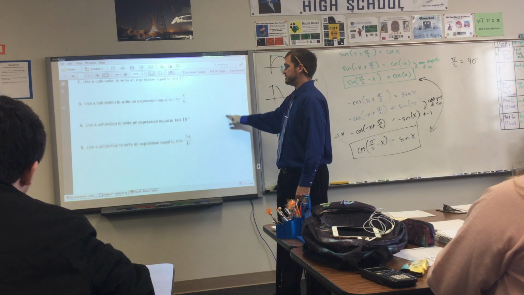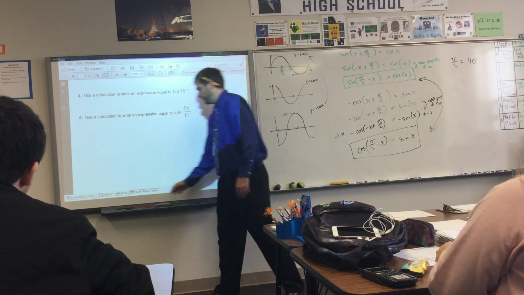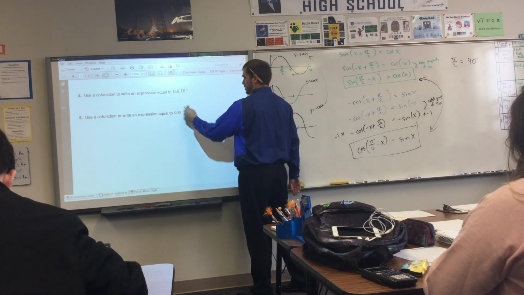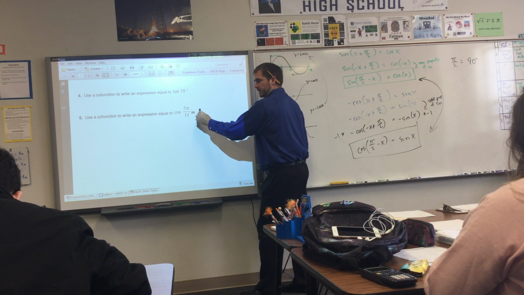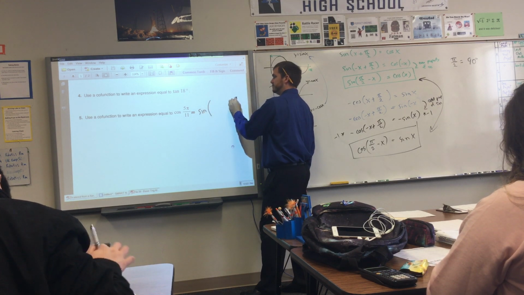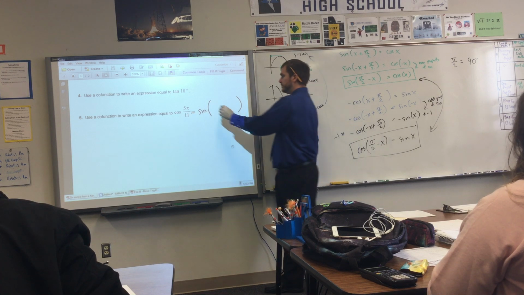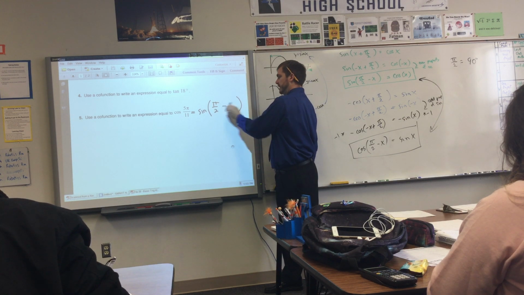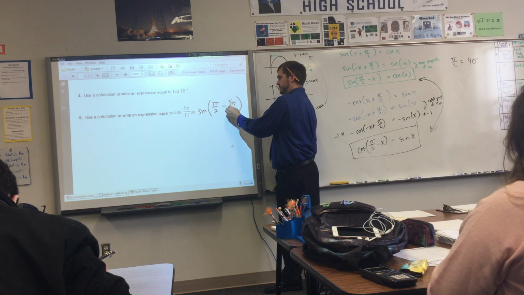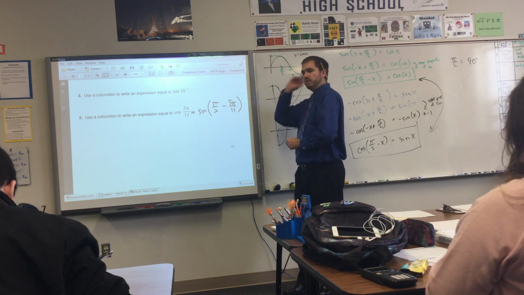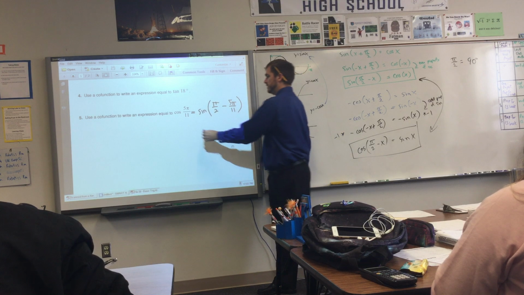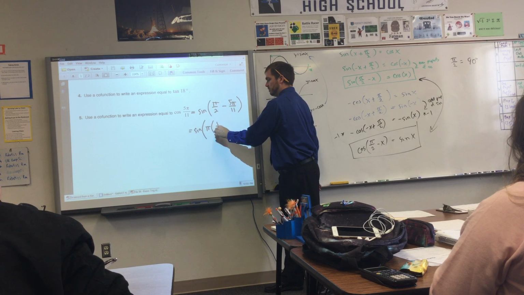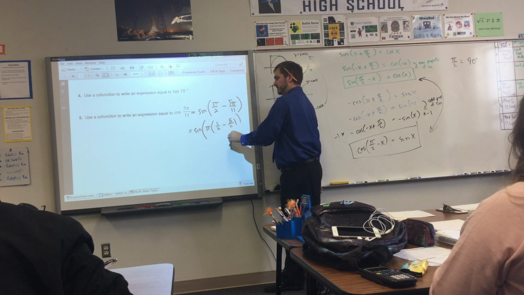Oh no, we got to deal with the last one here, number 5. Use a cofunction to write an expression equal to cosine 5 pi over 11. Okay, that's no big deal. I can handle this. Cosine 5 pi over 11 is equal to the sine of pi over 2 minus x, right? Which is 5 pi over 11. Oh no, I hate fractions. Who cares? Just factor out the pi. So sine of pi times 1 half minus 5 over 11. Does that make sense?